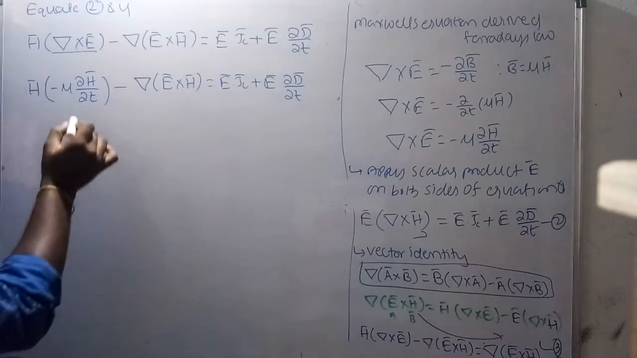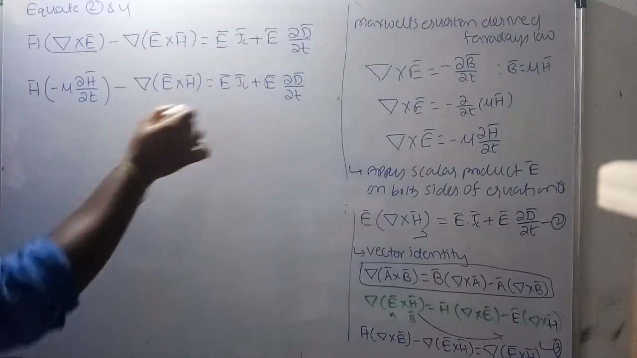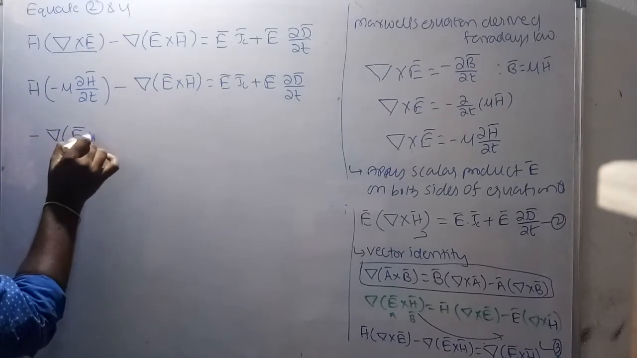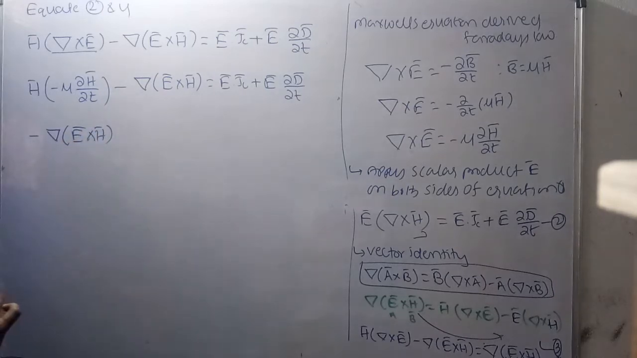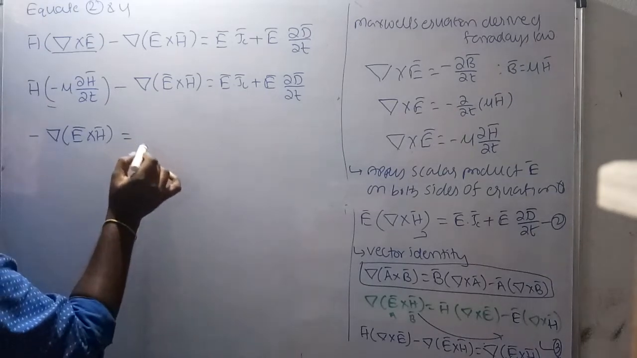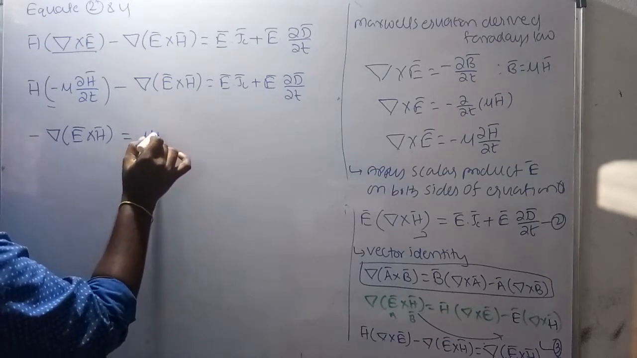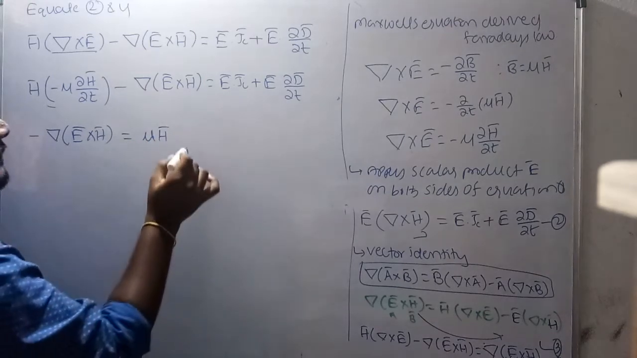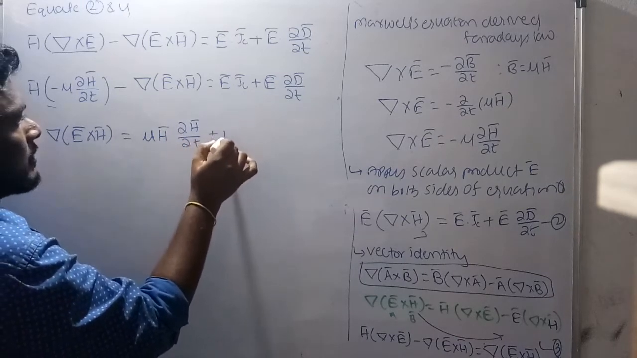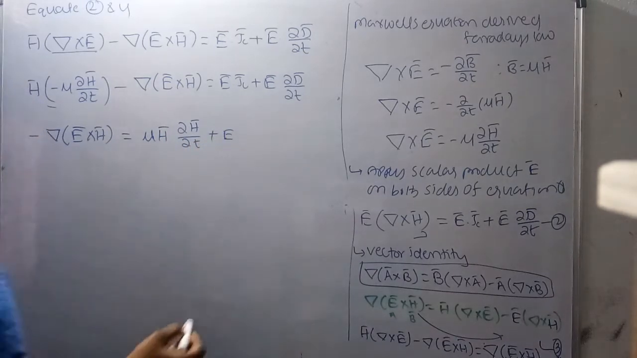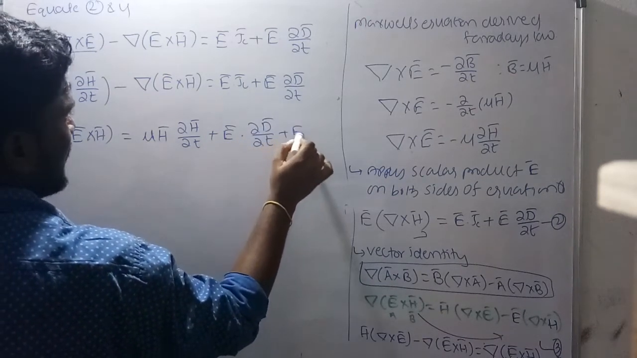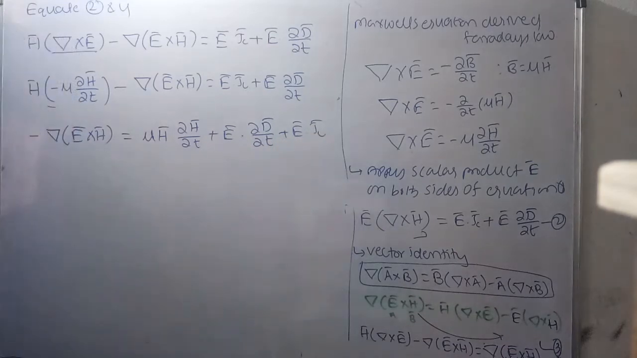Okay, now just send this term to that side, outside of the term. So that's why here you are left with del of E bar cross H bar. Listen carefully. If you send this negative term to the outside of the equal symbol, then it will become plus. So that's why mu times of H bar dou H bar by dou T plus E bar dou D bar by dou T plus E bar, not dot, it is multiplication, JC bar.